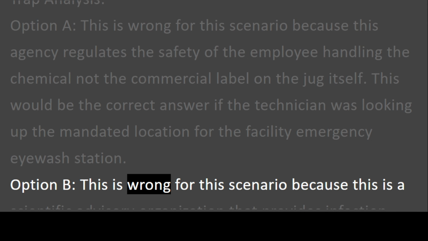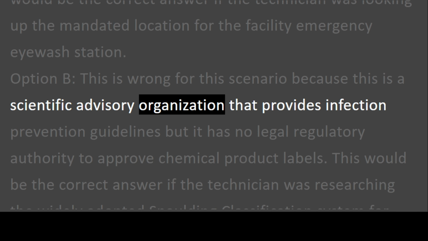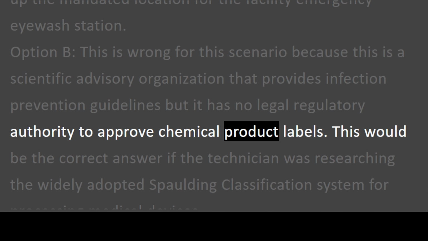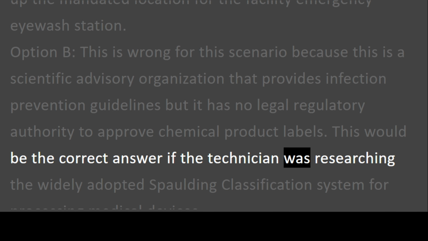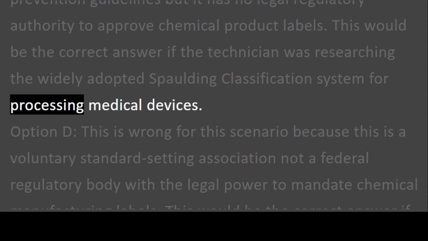Option B. This is wrong for this scenario because this is a scientific advisory organization that provides infection prevention guidelines, but it has no legal regulatory authority to approve chemical product labels. This would be the correct answer if the technician was researching the widely adopted Spalding classification system for processing medical devices.